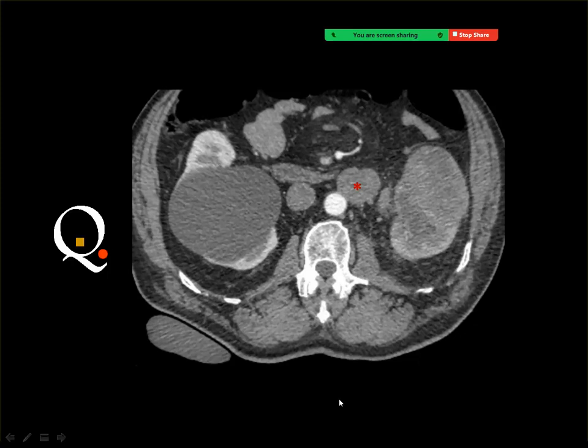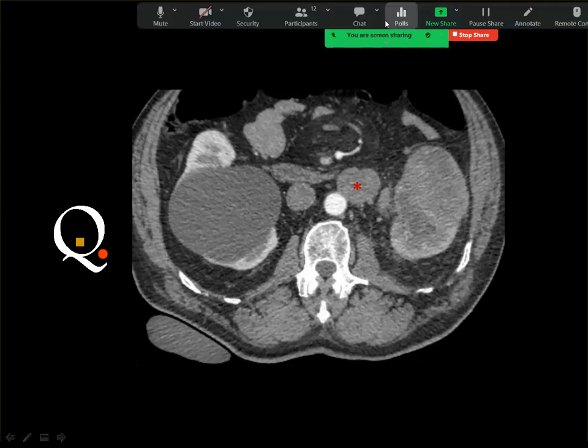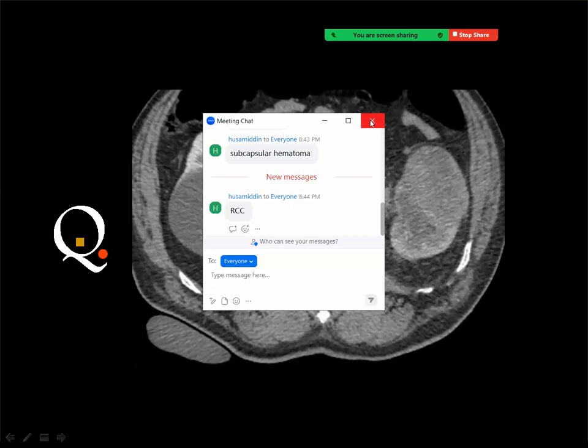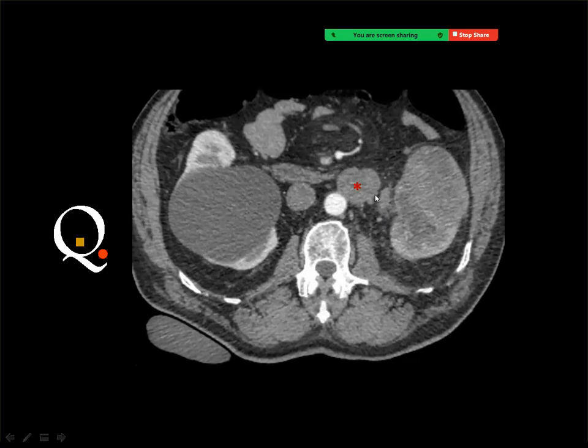The next case is a post-contrast CT scan of the abdomen in the region of the kidneys. Yes, and this is renal cell carcinoma. What do you think about this?